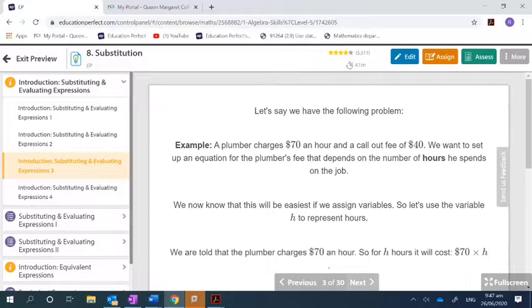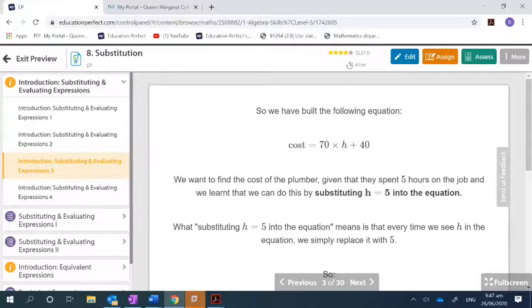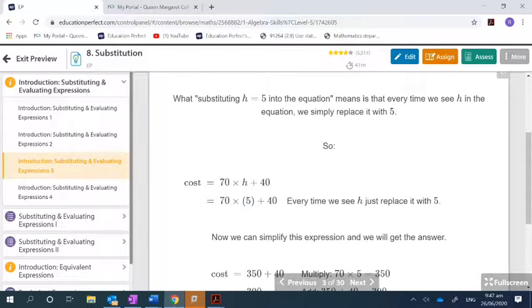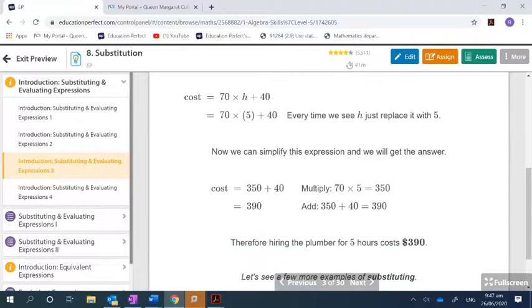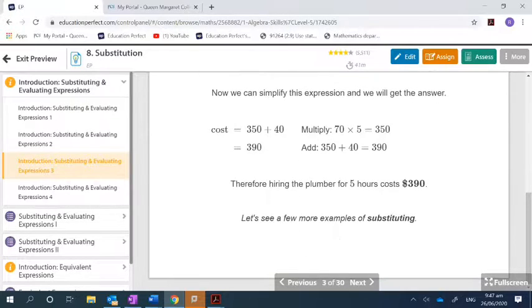Too easy. Okay? So here you go. Oh, they did use the parentheses. So, in place of h, they put 5. We do the multiplication first. So 70 times 5 is what? 350, plus the 40 is 390. So in other words, if he's there for 5 hours, it's going to cost you $390.